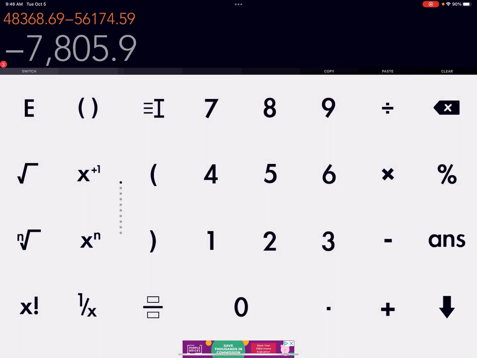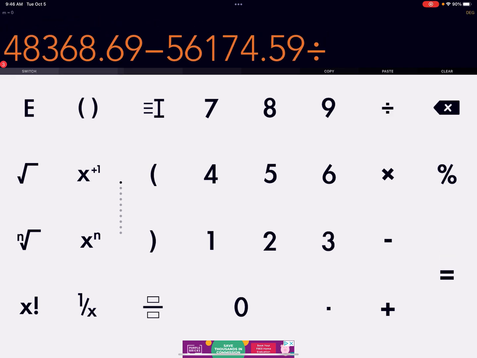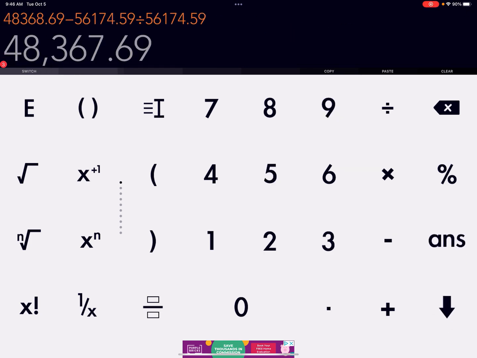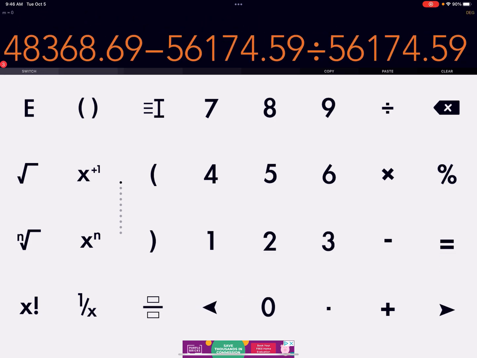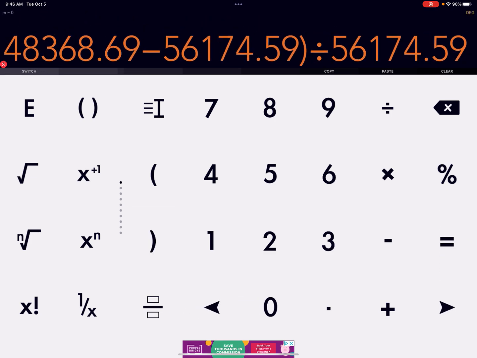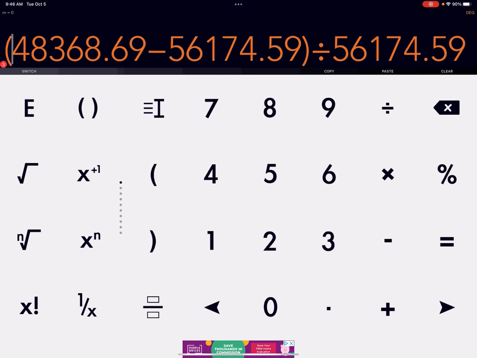We've subtracted that, so we've gotten the difference between the real GDPs per capita, but now we need to divide by the old. And the old was 56,174.59. And it didn't do that because it's not doing order of operations correctly. That's where your brackets are needed in your calculation. Or if your calculator is different than this, just do the subtraction first, get the value, then divide.